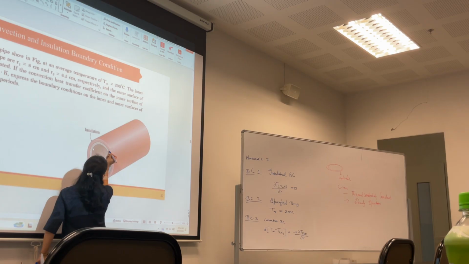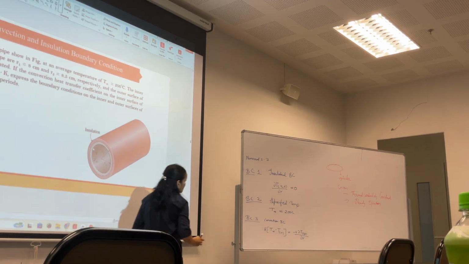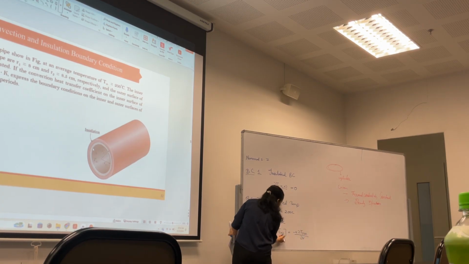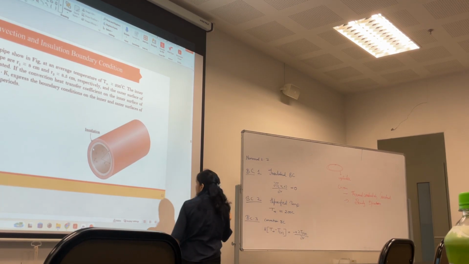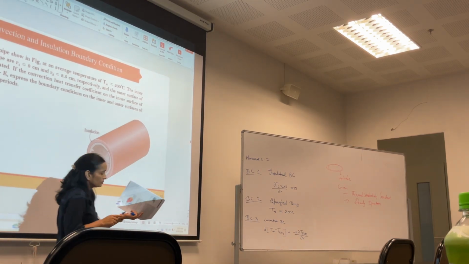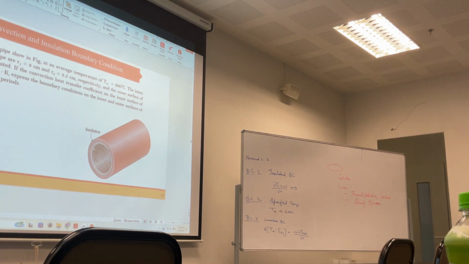R2 is here. There is no heat transfer here. So it will be R2. T infinity to T R1 and the conduction is happening from here. Here, R1. Understand? Three boundary conditions in total.